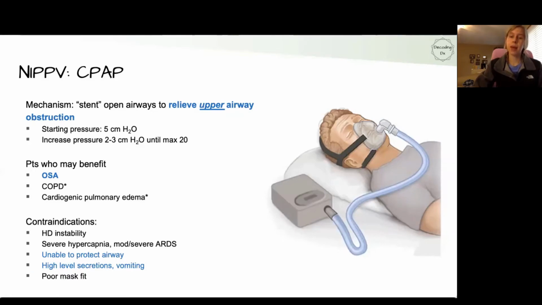Another thing is that if the mask doesn't fit well, it's not going to work. There are a variety of different masks that we can try, and respiratory therapists are fantastic at finding a good fit for the patient. It's really important for the patient to understand that they need to have the mask on in a way that fits them well in order for it to do its job.